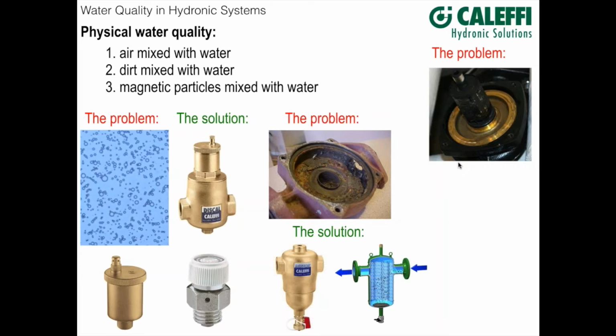So we're going to have some oxygen ingress into the system. And this photo that you're looking at here in the upper right of the slide shows an iron oxide sludge that has bonded or attracted to a very strong permanent magnet rotor in one of the new high efficiency circulators, and this can actually cause that circulator over time to bind up.